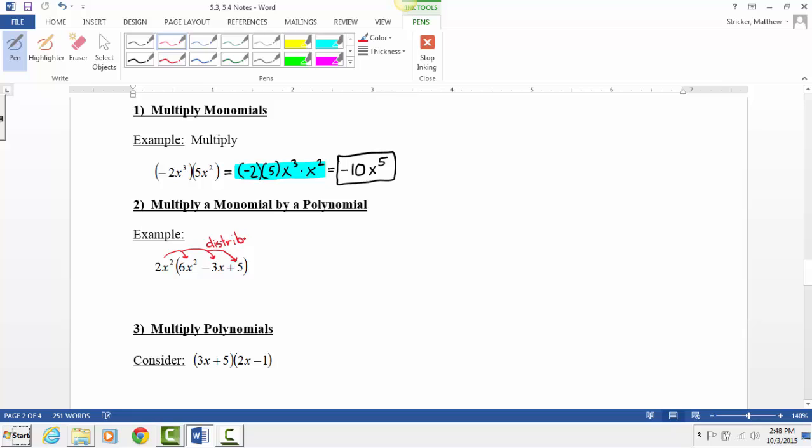And now we're going to use that idea that we used in the previous example where we multiplied monomials, because we're going to multiply the numbers and the variables separately. So if I take 2x squared times 6x squared, that's the first one. Take the numbers, 2 times 6, that's 12. And then x squared times x squared, add those powers, 2 plus 2 is 4.